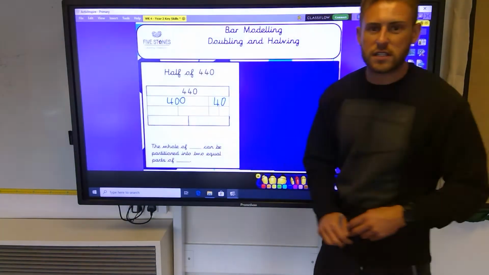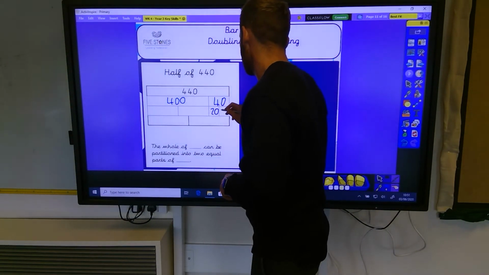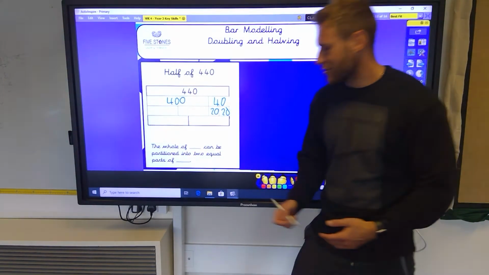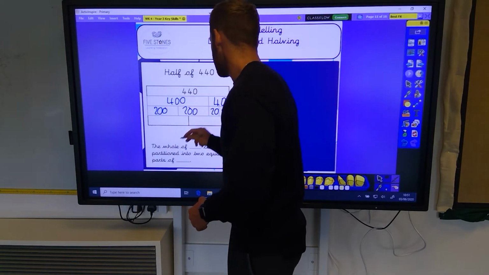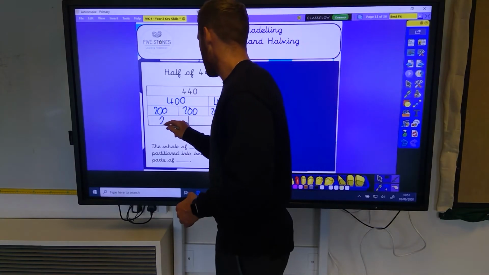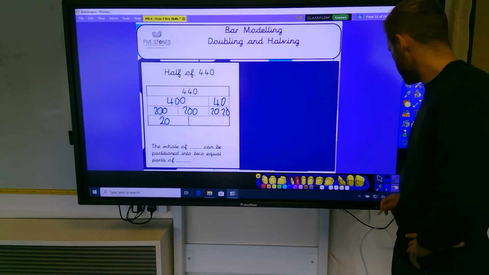I know half of 40 is half of 4 tens, which is 2 tens. And half of 400 is 200. 200 and 200. So I've got 200 and a 20, 200 and a 20. Meaning we're going to have, oh, how do I write 220 again? Can you help me out?